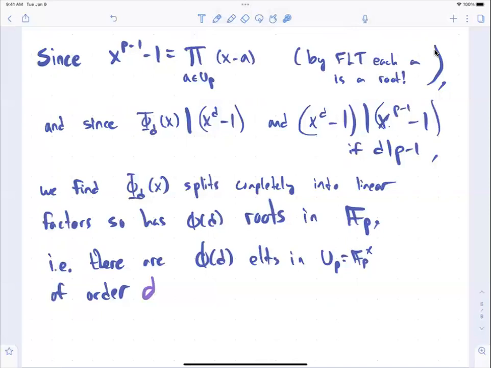Great. So now the last thing I wanted to talk about is how you then go up to see that there are also primitive roots modulo any prime power.